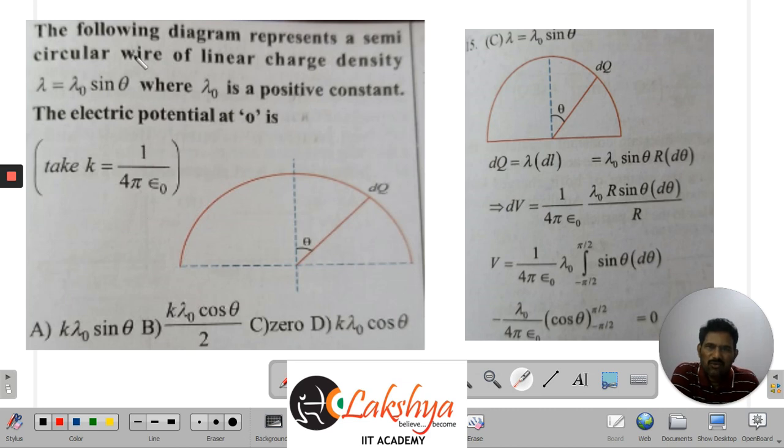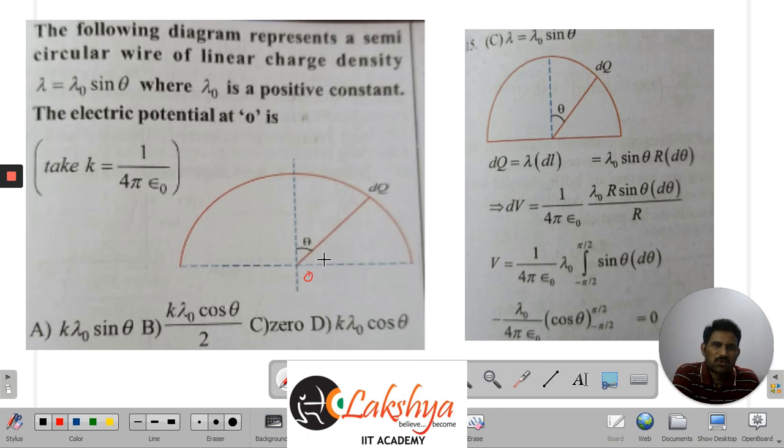So now here the following diagram represents the semicircular wire of linear charge density lambda is equal to lambda naught sine theta, where lambda naught is a positive constant. Then electric potential at point O. This O is nothing but the center here. This is the point O here. So at this point we need to calculate the potential.